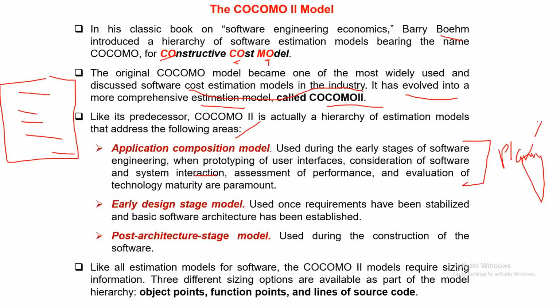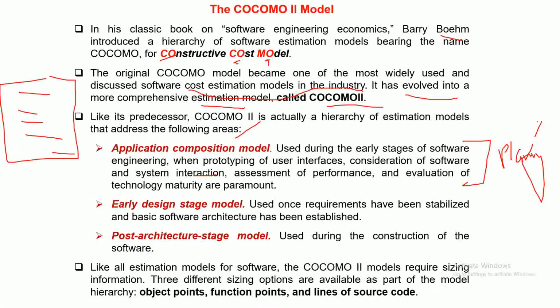When you assess the performance of a system, and evaluate the technology maturity, when these kinds of factors are at paramount, means these factors are at peak, when these factors are under consideration, this application composition model is there. Then the early design stage model.